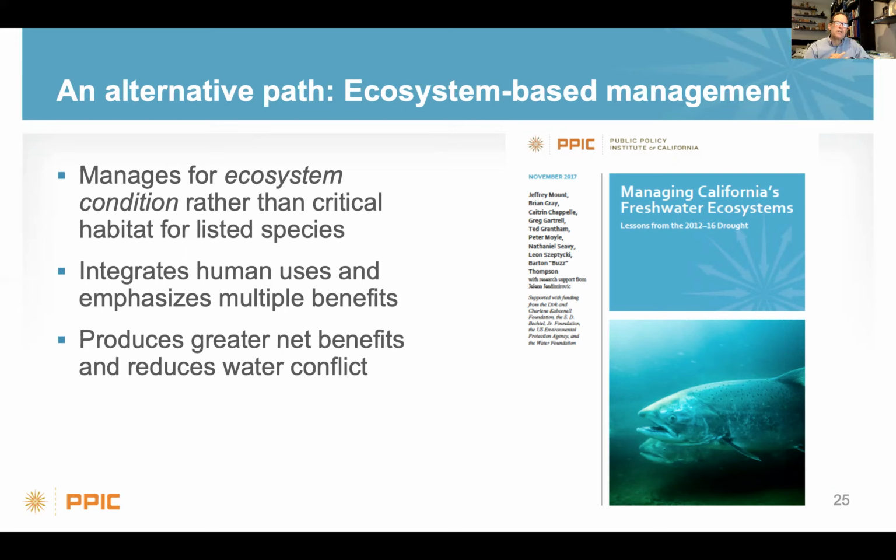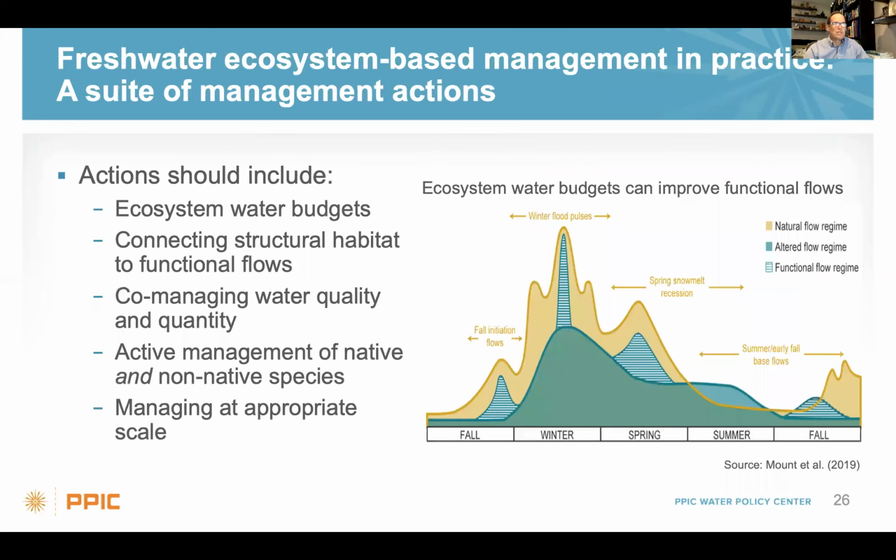So we have been arguing, in the one in particular that we did in 2019, that perhaps there's a different approach. And that is, instead of managing focused narrowly on listed species, we do ecosystem-based management, which is widely used in marine systems and terrestrial forest systems. And that is basically you're managing for ecosystem condition. Your objectives, your metrics are all wrapped around ecosystem condition. And true ecosystem-based management, instead of viewing the environment as a constraint, is fully integrated with human uses, placing an emphasis on multi-benefit projects, basically. And our argument is that it creates greater net benefits and reduces water quality conflicts because of that integration. The key is you're focusing on ecosystem condition rather than listed species.